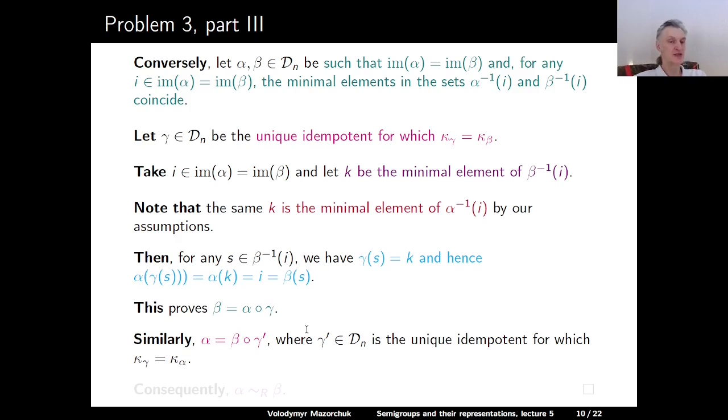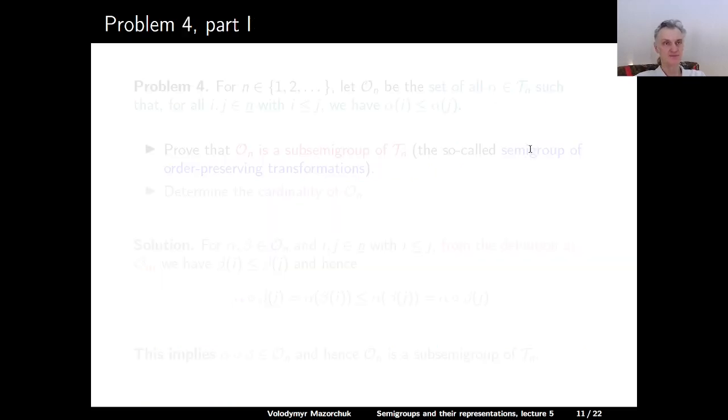So from our alternative description of the right relation, we get that alpha is right equivalent to beta. And this completes the proof of our description of the right relations. Two elements in Dn are right related if and only if they have the same image, and for each element in this image, the minimal elements in the preimages of this i under alpha and beta coincide.